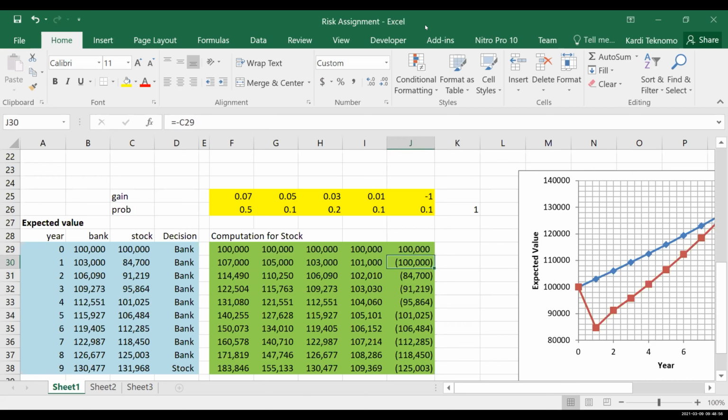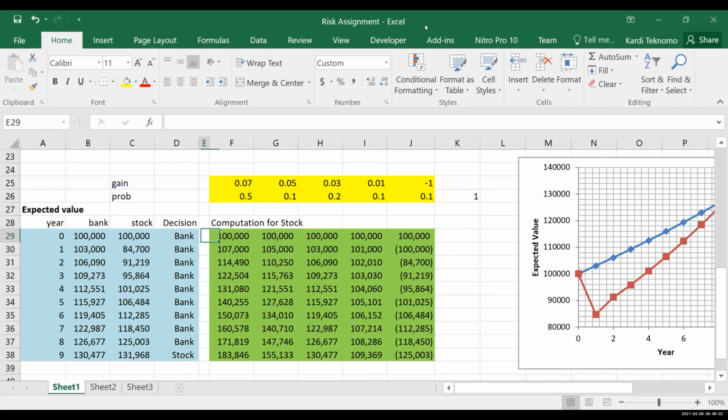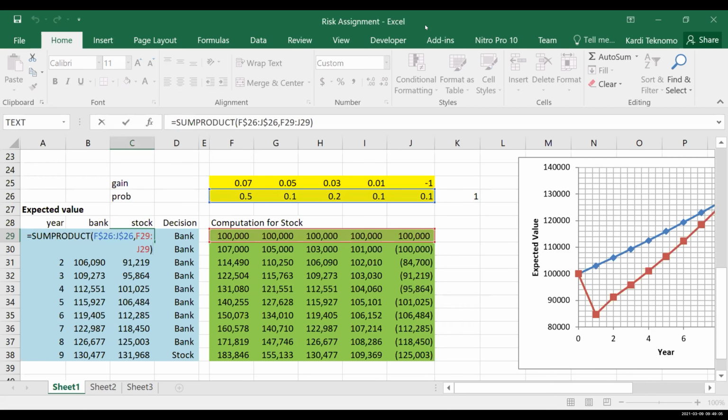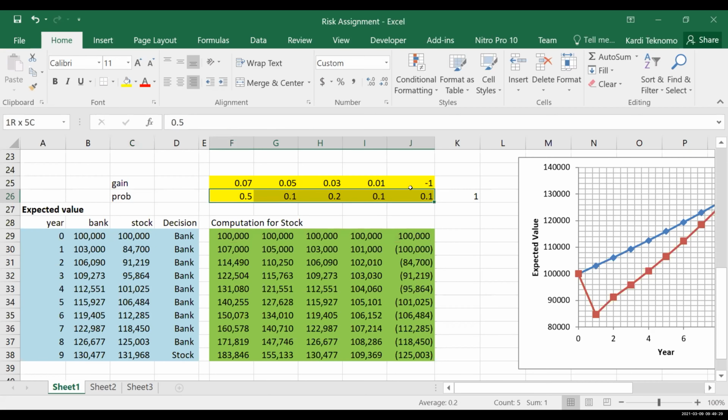But don't forget, this is only 10%. So that's why we put in here the sum product of this value multiplied by the probability. Do you understand sum product? That means 100,000 times 50%, 100,000 times 10%, right? This is another 100,000 times 20%, and so on. So I will put the percentage here so that you can see. Can you see it?